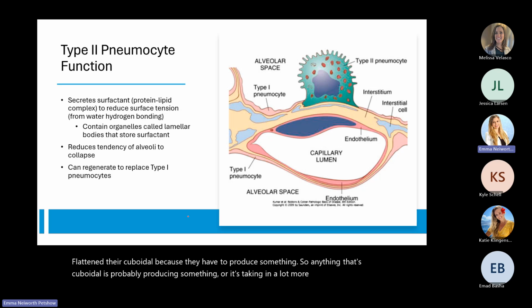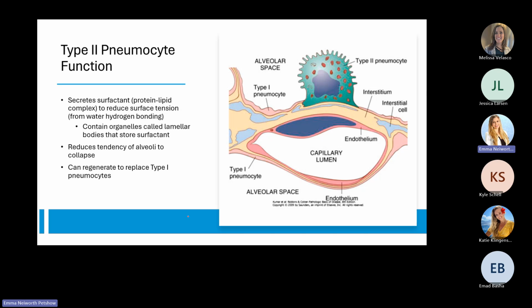So our cuboidal cells, our type 2 pneumocytes, are cuboidal because they produce surfactant. This decreases surface tension in our alveoli, prevents our alveoli from collapsing, or prevents atelectasis, which is alveolar collapse. That's what atelectasis is. Surfactant is stored in an organelle called a lamellar body.